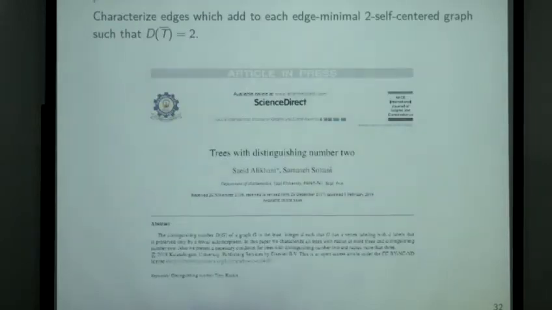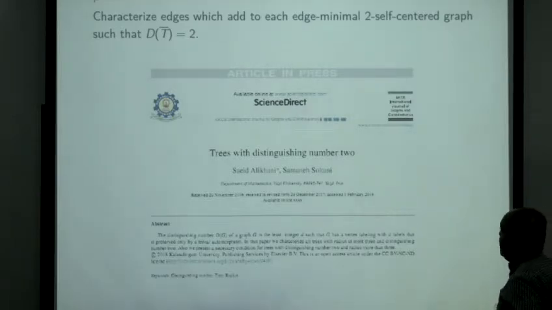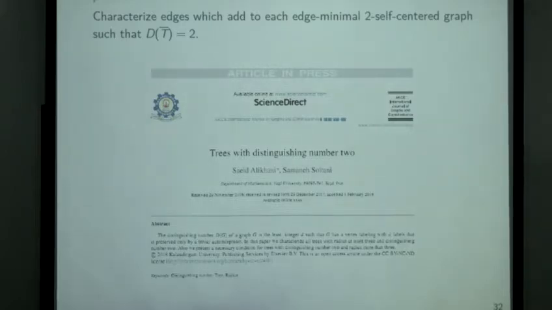In this paper, we characterize the trees with distinguishing number 2, and we have a problem: characterize the edges which, added to each tree minimally, connect the graph such that the distinguishing number of the complement of the tree is 2.